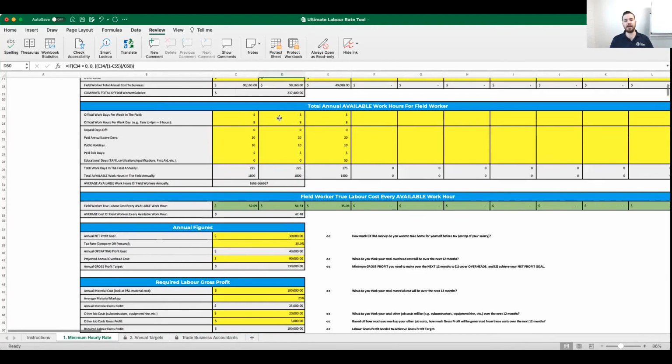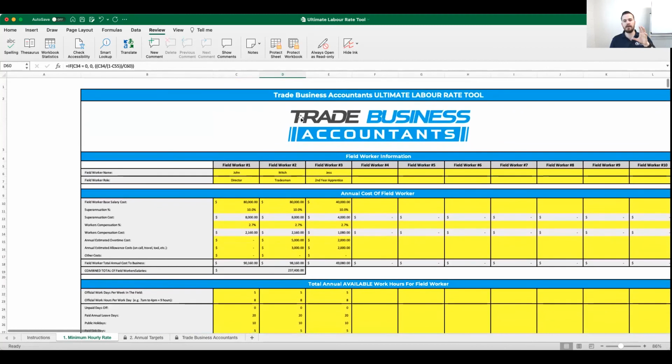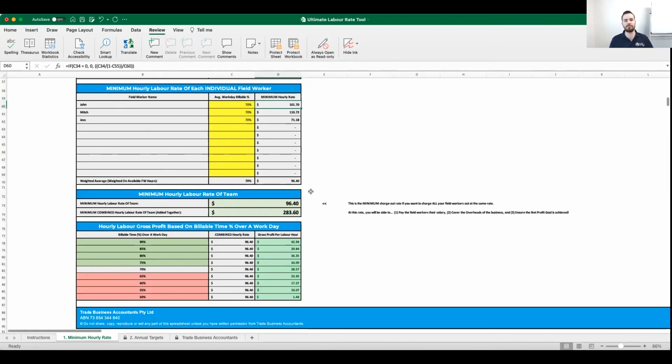So in a nutshell, guys, this is the ultimate labor rate tool. Through this process, we've quickly and easily figured out what our minimum labor rates are for each of our field workers, which is really, really powerful. Now, again, like I said, these are the minimum.